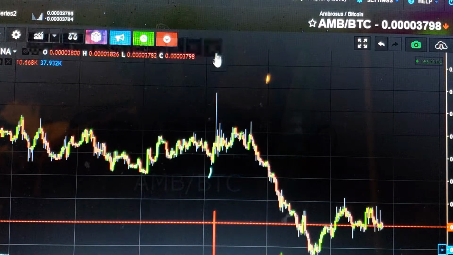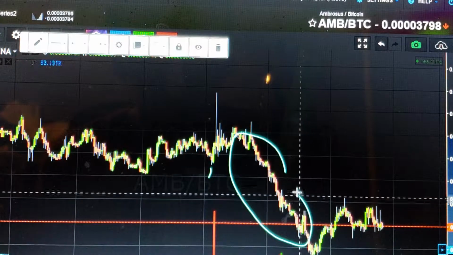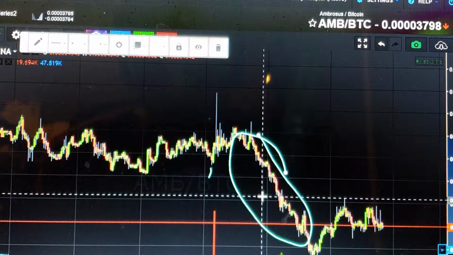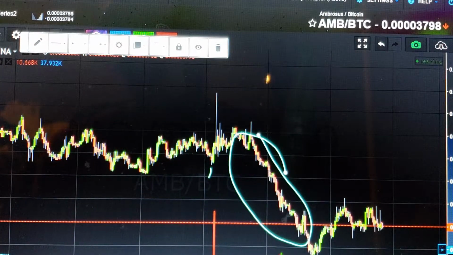But let's move that. This right here, right? So all this right here, if we go back, let's find BTC USD.